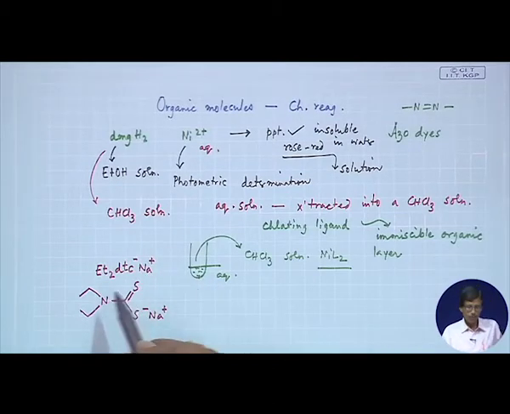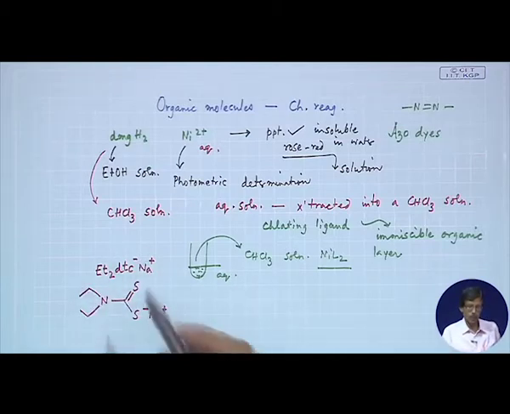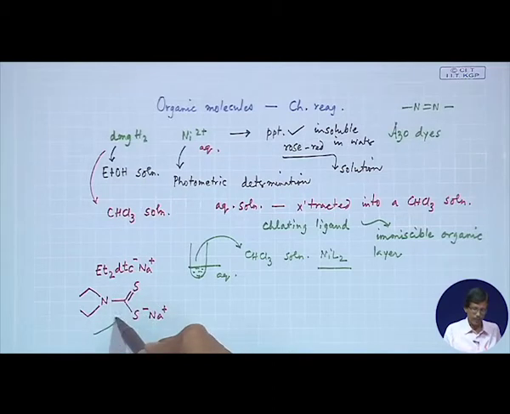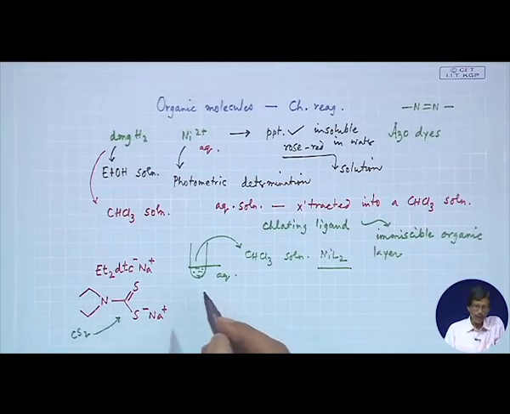Once you name this in this fashion, you should also be able to write down the name of this particular species. It is the sodium salt of diethyl dithiocarbamate. Dithio means you have two sulfur groups, which come from your carbon disulfide, an organic liquid, unlike your CO2, which is a gas.